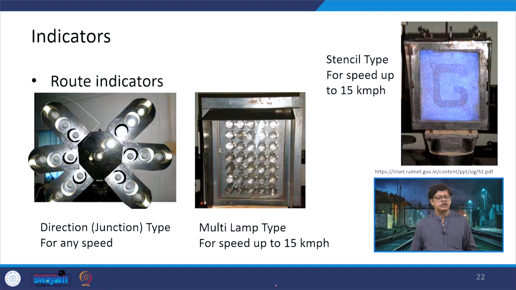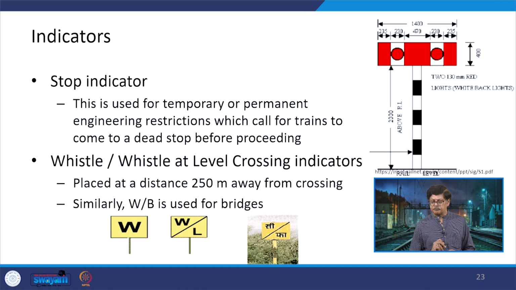So, here you can see what type of route indicators are there. This one is a direction or a junction type, can be used for any of the speeds. This is telling which particular directional line can be taken up. This is multi-lamp type, where the lights will come on the basis of which particular line is to be occupied, but the speed limit here is 15 kilometers per hour. Similarly, this is a stencil type, which will come in the form of some information, and the speed restriction in this case also is 15 kilometers per hour.